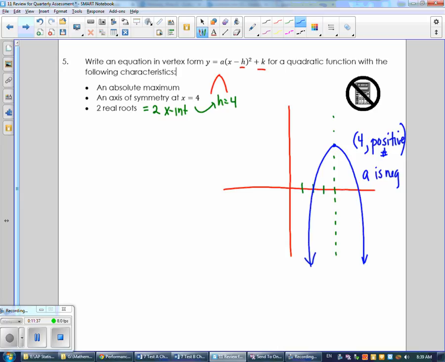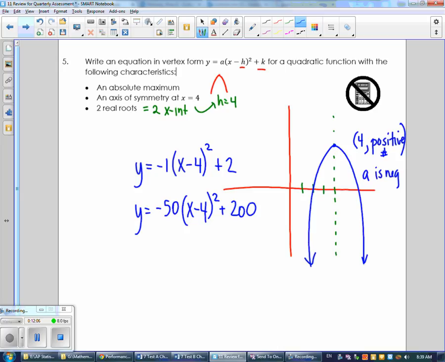So one possible equation would be that y is equal to, I'm just going to do -1 for my value of a, times x. Now, even though my h is positive 4, when I put it into the equation, it'll be x minus 4. I need to square it. And then I need to make sure that my k value is positive. So I'm going to do +2. I could also do y equals -50 times (x minus 4) squared plus 200. I could do y equals -0.01 times (x minus 4), the quantity squared, plus 1.2. And that would also be okay.